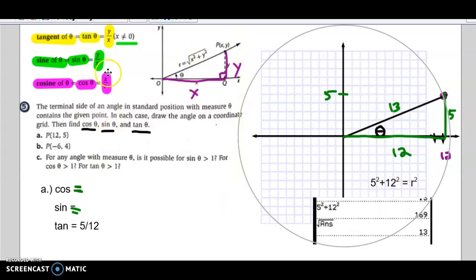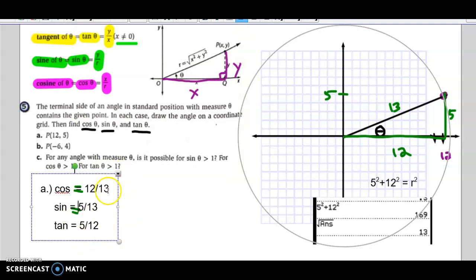So our cosine is x over r. I always do cosine, sine, because it goes x, y, and then y over x. I know, that's what we did for this problem. So our cosine is our x, so it would be 12 divided by 13, and our sine would be 5 divided by 13. Okay, those would be our ratios.